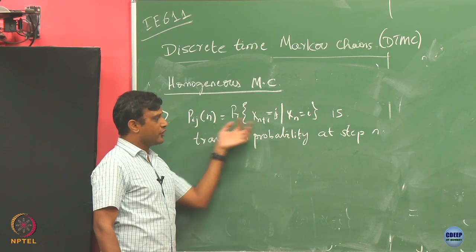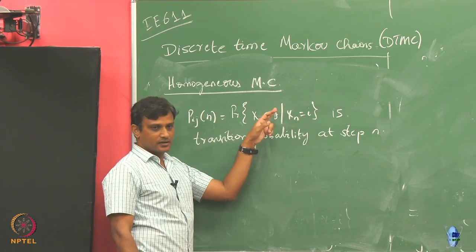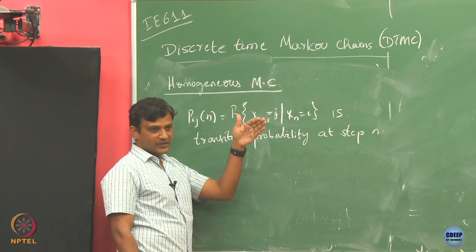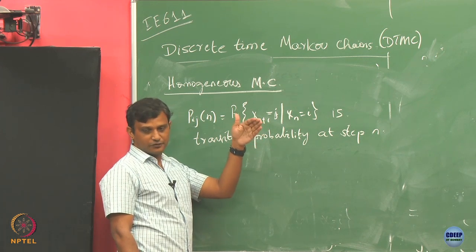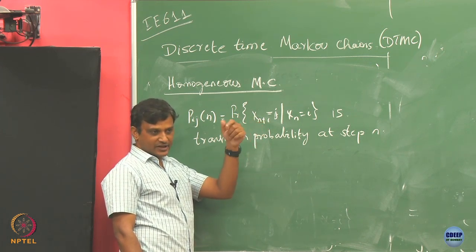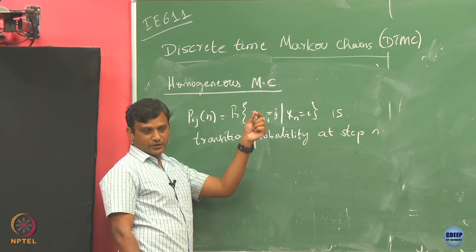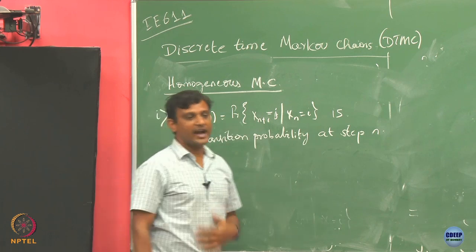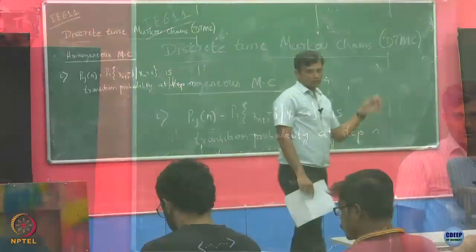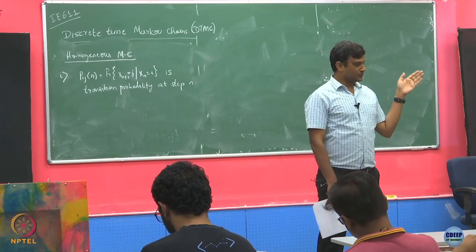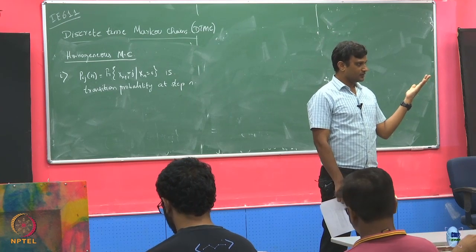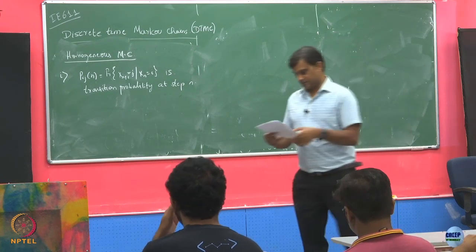So let us say I am going from state i to j from the 10th day to the 11th day. That probability need not be the same. Suppose you happen to be in the same state i on the 20th day and you go to state j on the 21st day; it need not always be the same. But if it so happens that going from one state to another in the next step is independent of n, then you are going to call it a homogeneous Markov chain.